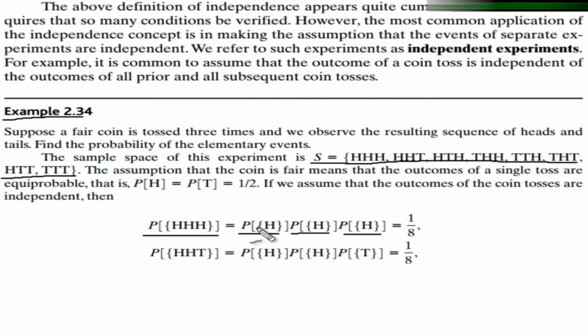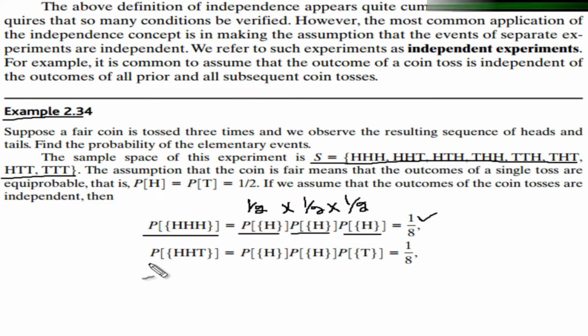We know that the probability of a head is 1 by 2, multiplied by, again, the probability of heads is 1 by 2, and the probability of heads is again 1 by 2. So 1 by 2 multiplied by 1 by 2 multiplied by 1 by 2 is 1 by 8. This is the answer.